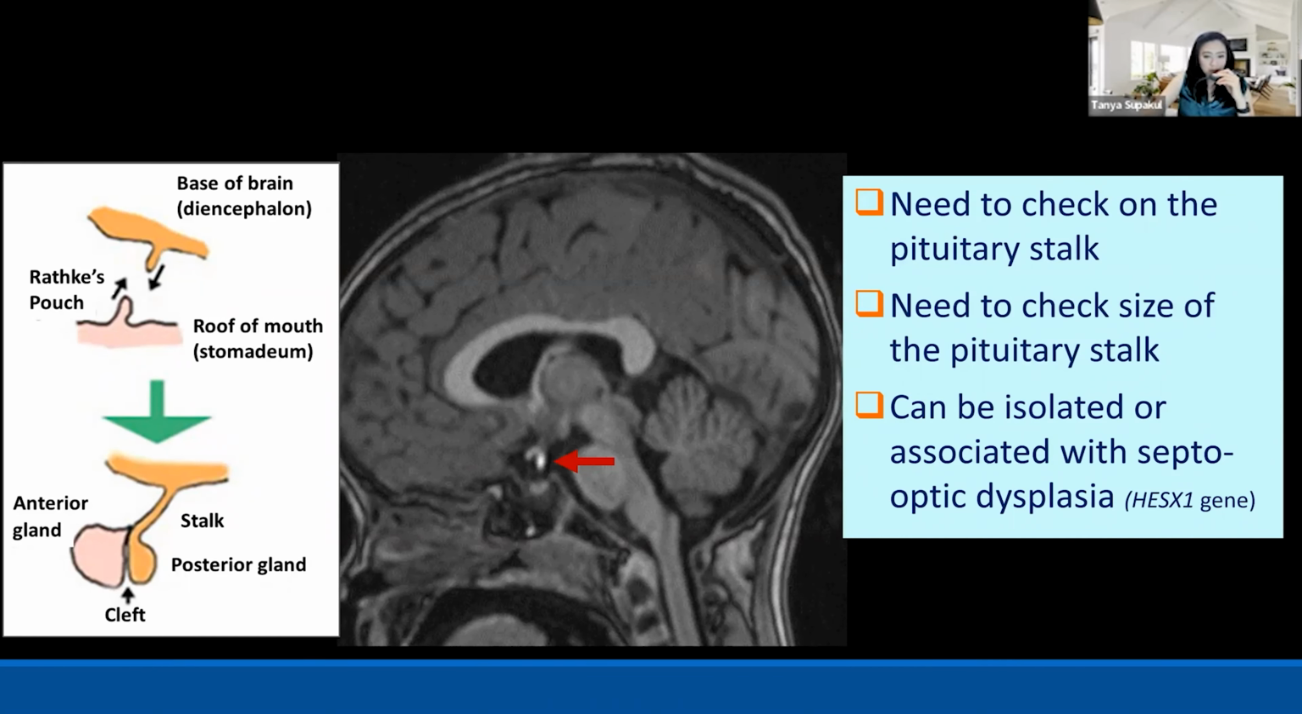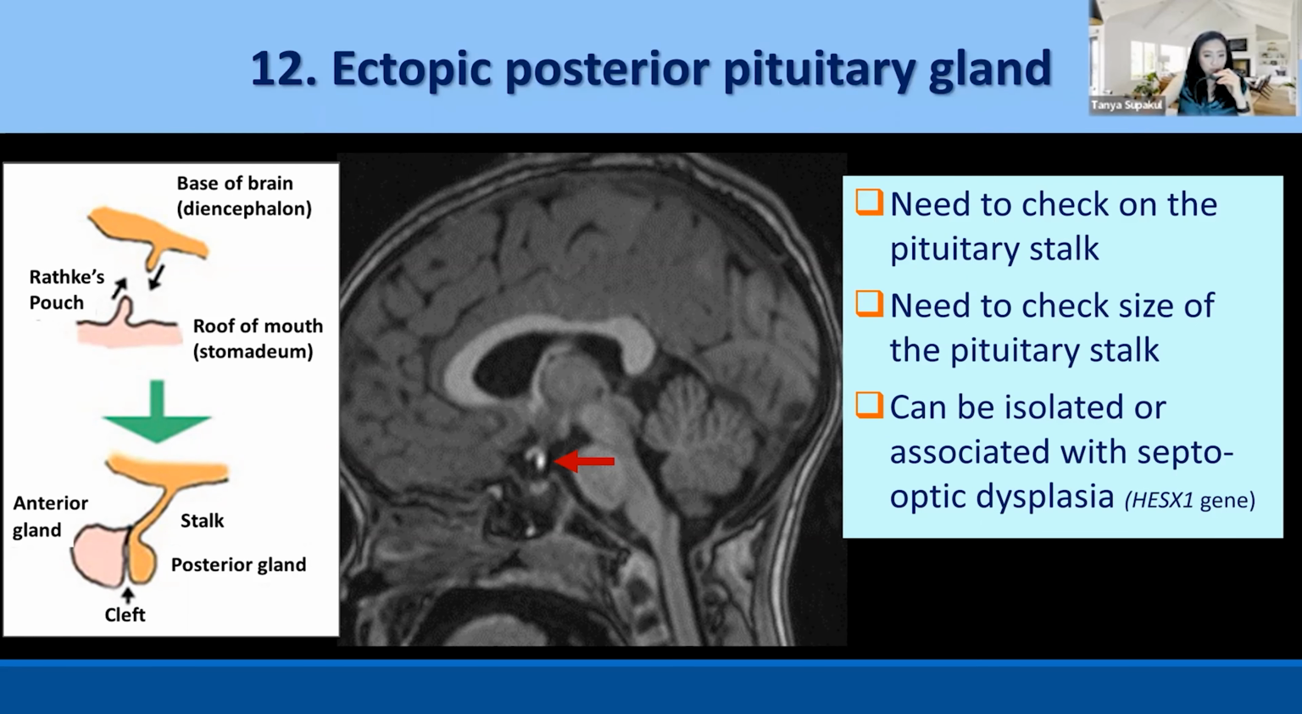So when you see that, you need to check for any other associated findings for septal-optic dysplasia. In this patient, it is an isolated ectopic posterior pituitary gland.